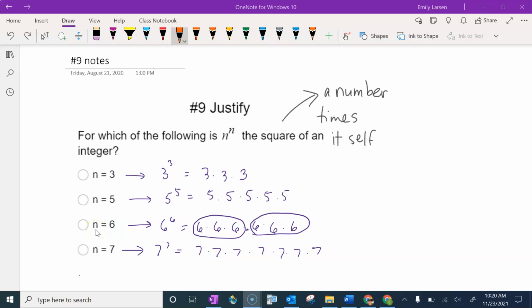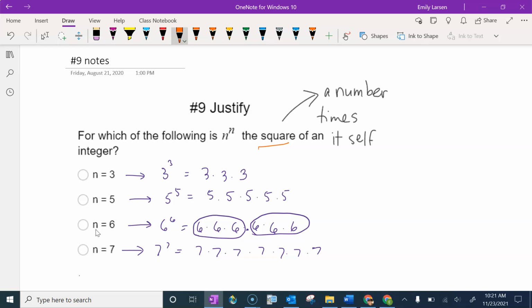Justify number 9. For which of the following is n raised to the n the square of an integer? So you're given these values for n, and you're looking to see if, when entered in as the base and the exponent, which one of these powers is representing a perfect square, which is a number times itself.